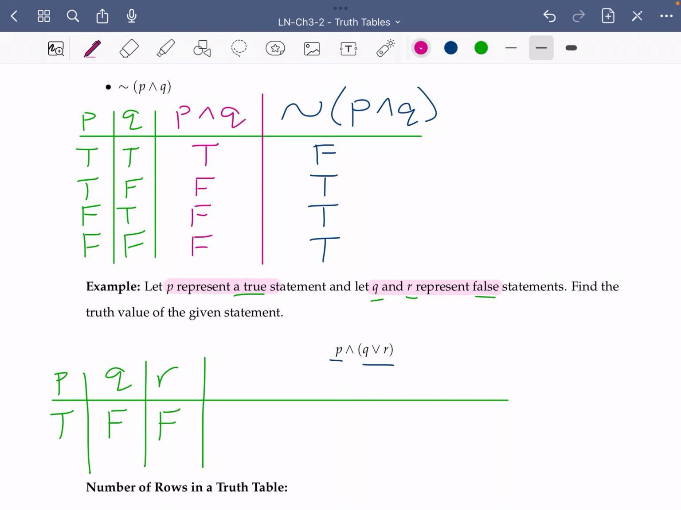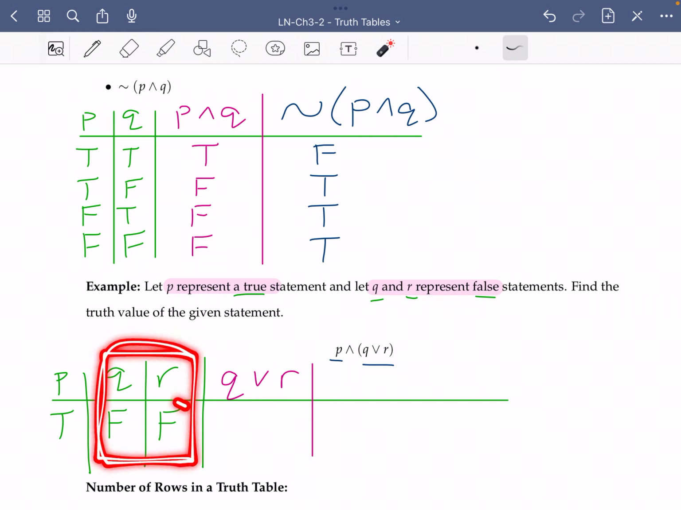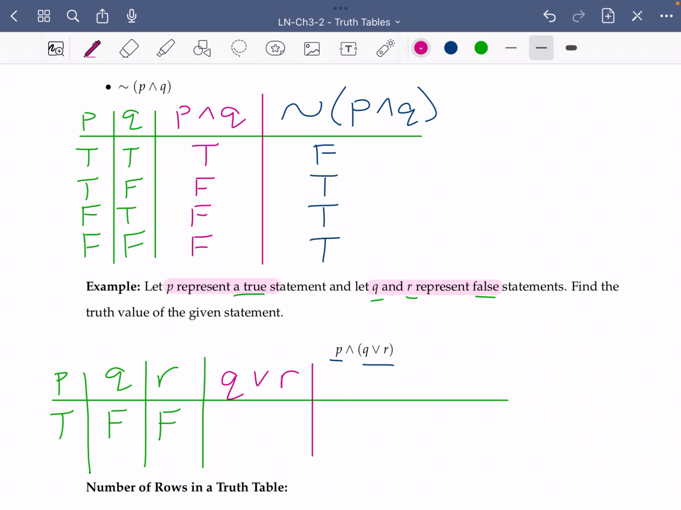Let's now find the truth value of Q or R, the stuff inside the parentheses. Remember, or statements will be false if both pieces are false. If either one of those two pieces is true, then it would be true. Since we're looking at Q or R, we're looking just at this portion of the truth table, and for that portion, both Q and R are false, so Q or R is also going to be false. So that is the truth value of Q or R.